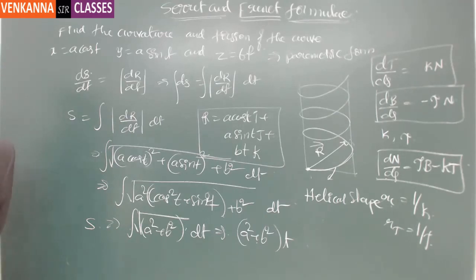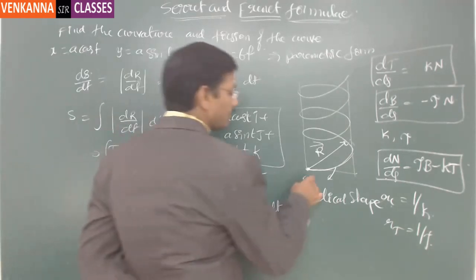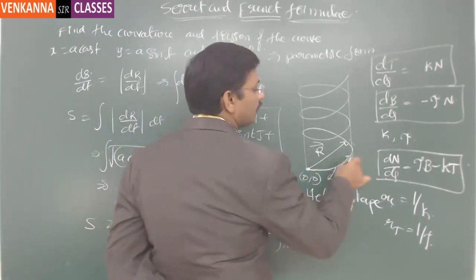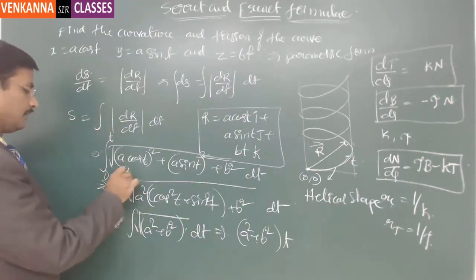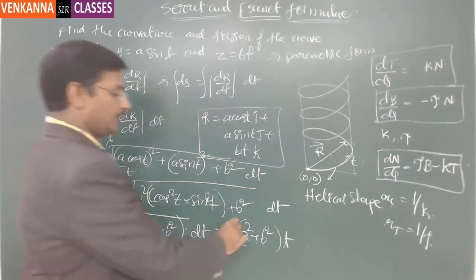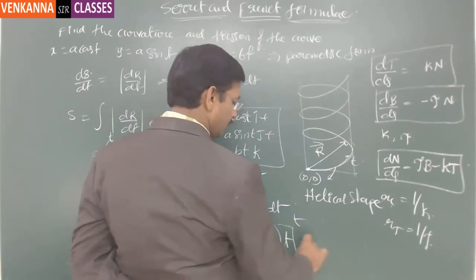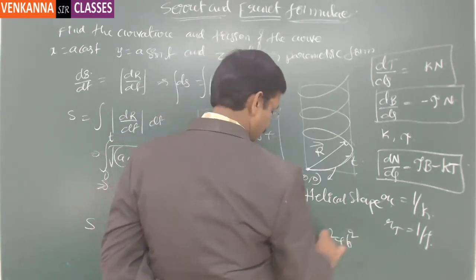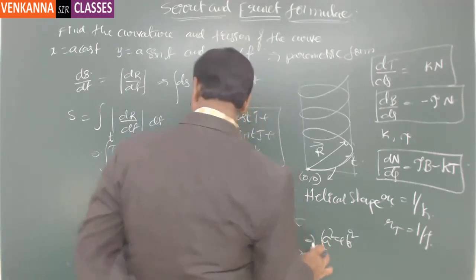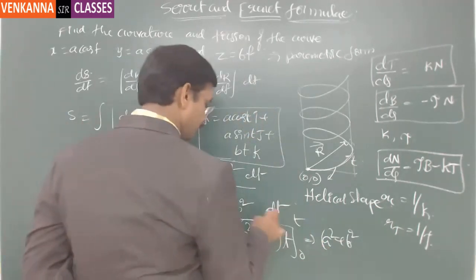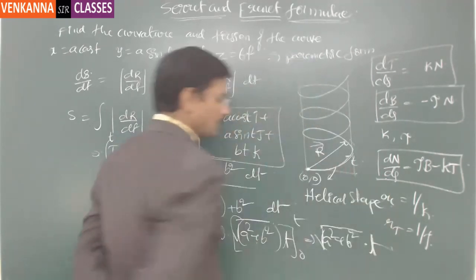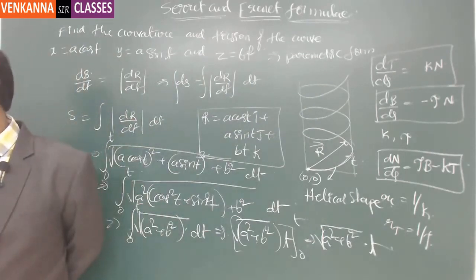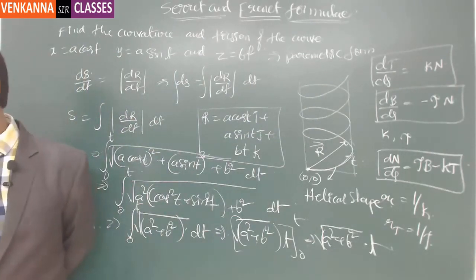So note down till this point. This s value, if we start from the origin here, and then at any time t, if you want to find the value, you can substitute the limits also. It will not make any difference. So the upper limit is t and the lower limit is 0. Again it comes to the same thing, a square plus b square under root times t. Got it? This is the s value. Note down till this point.